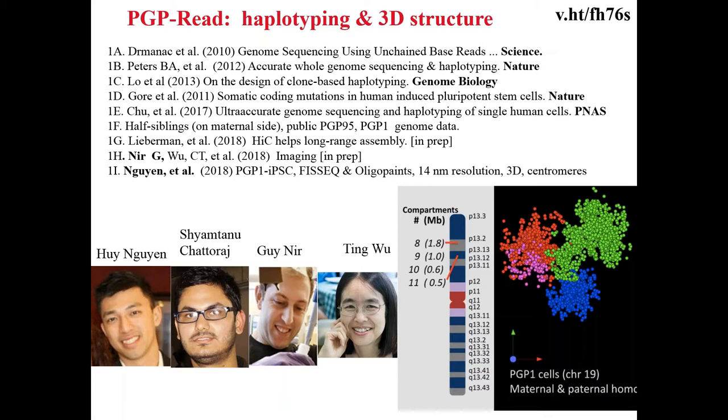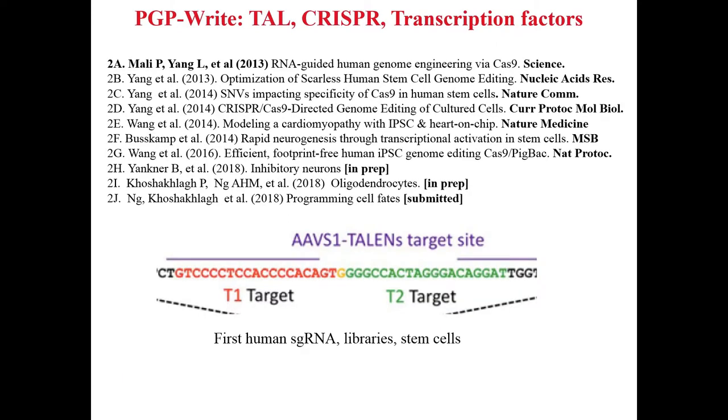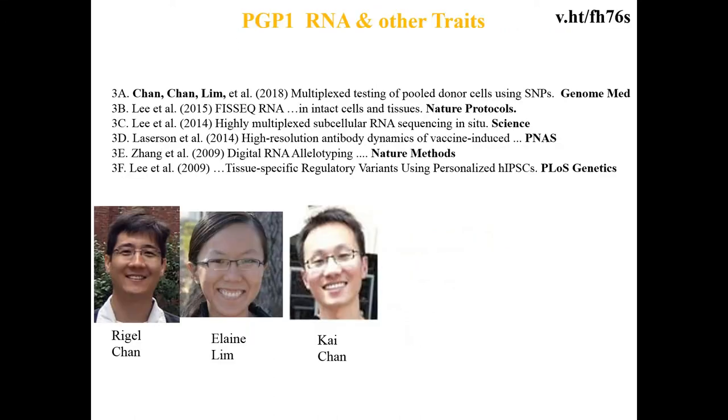And I'll be mentioning the graduate students and postdocs and professors that have collaborated on this. This is mostly from Ting Wu's lab, the latest in 3D structure, but Kun Zhang and others for the haplotyping. So that's reading genomes, also used for writing genomes. This is open source, and some of the first development of the first editing methods, ranging from zinc fingers to TALENs to CRISPR, were developed on these Personal Genome Project cells. And transcription factors I'll tell you about later.